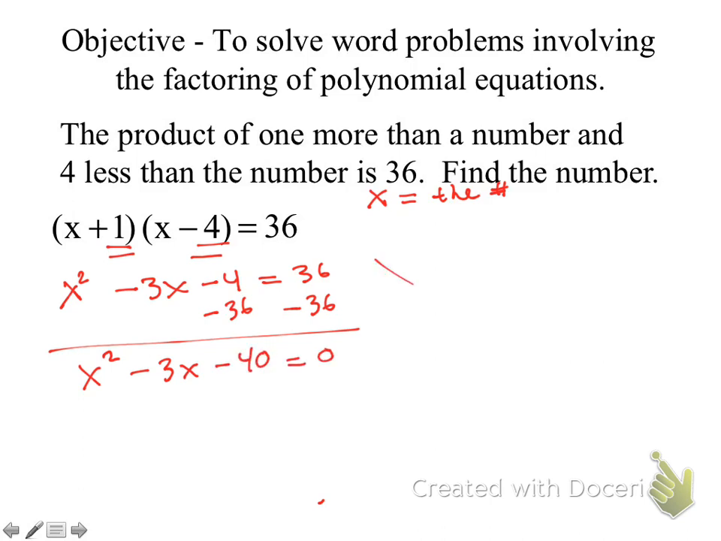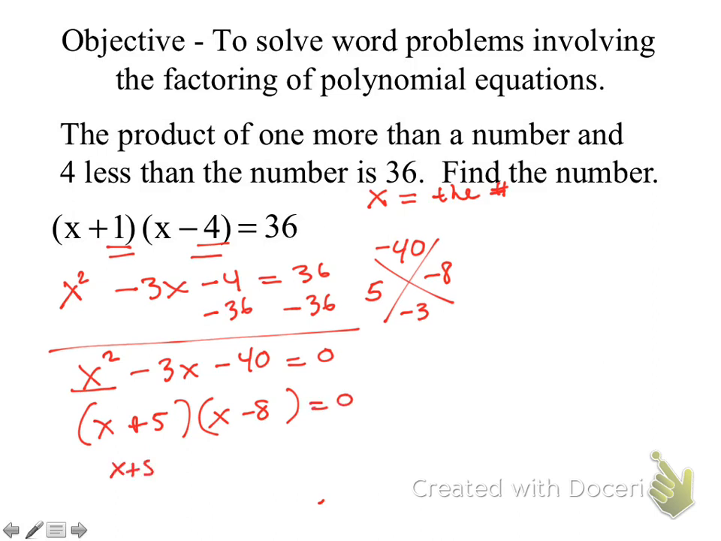What multiplies to negative 40 and adds to negative 3? Negative 8, positive 5. Here's how we factor it. The root of X squared is X and an X. And then I get a positive 5 and a negative 8. So X plus 5 equals 0 and X minus 8 equals 0. Now my solution is X equals, what's the additive inverse? Negative 5, and X equals positive 8.